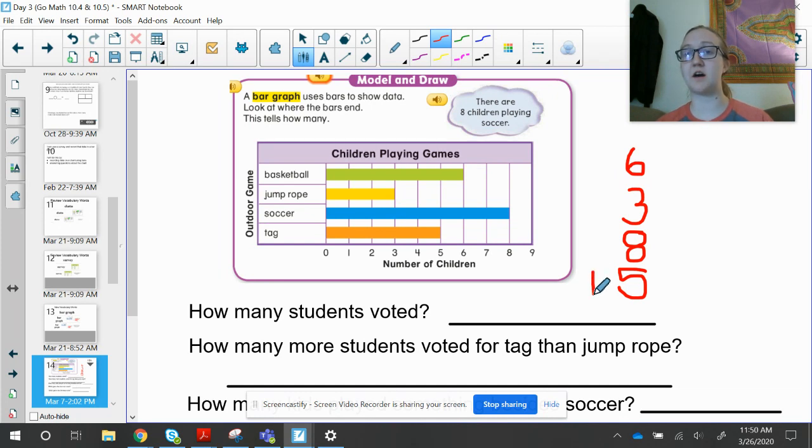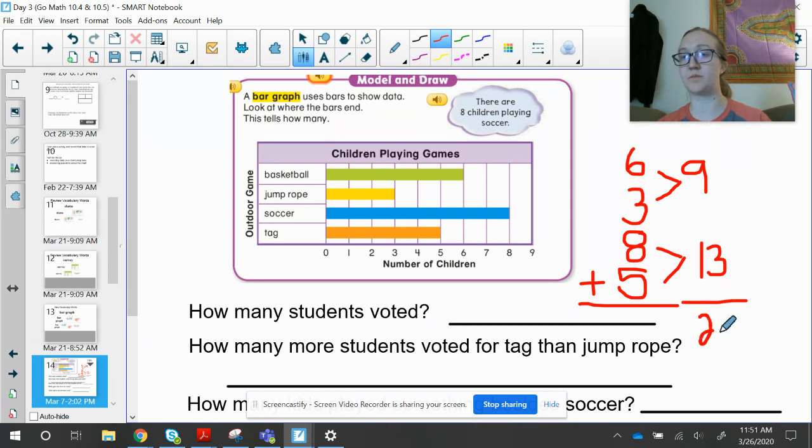Now we need to use our skills using 4 add-ins. So we're adding these all up together to figure out how many students or how many children actually were asked with this data. So we add the first 2 numbers, the top 2 numbers. 6 plus 3 is 9. Then 8 plus 5 is 13. As I'm writing it. Then 9 plus 13, because those are our 2 numbers, now we can add 2 numbers. 9 plus 13 is 22.